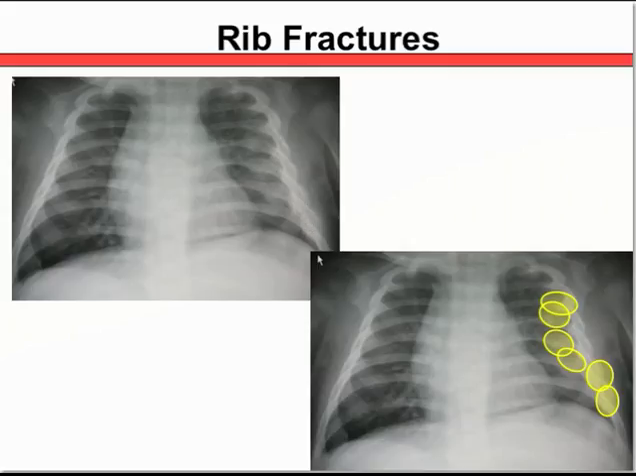It's important to remember that we won't see this evidence of healing for 10 to 14 days. So sometimes when rib fractures are brand new, they are impossible to detect. This is part of the reason that the follow-up skeletal survey is so critical as part of the child abuse evaluation.